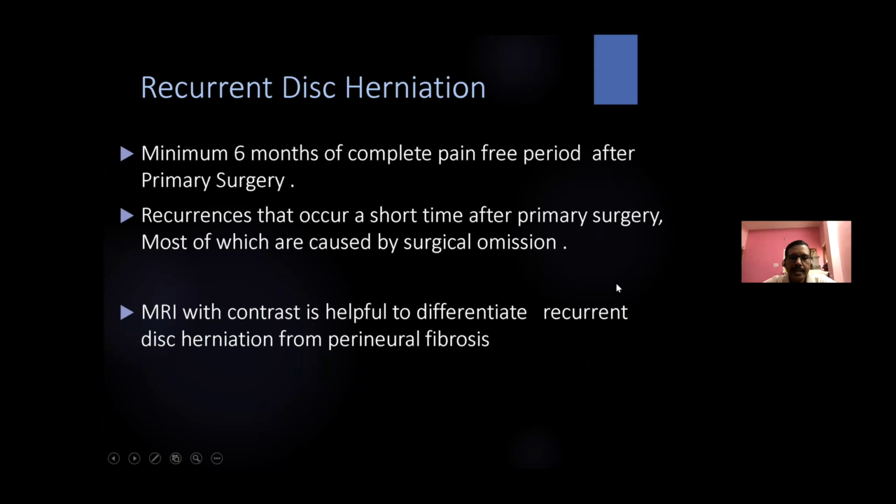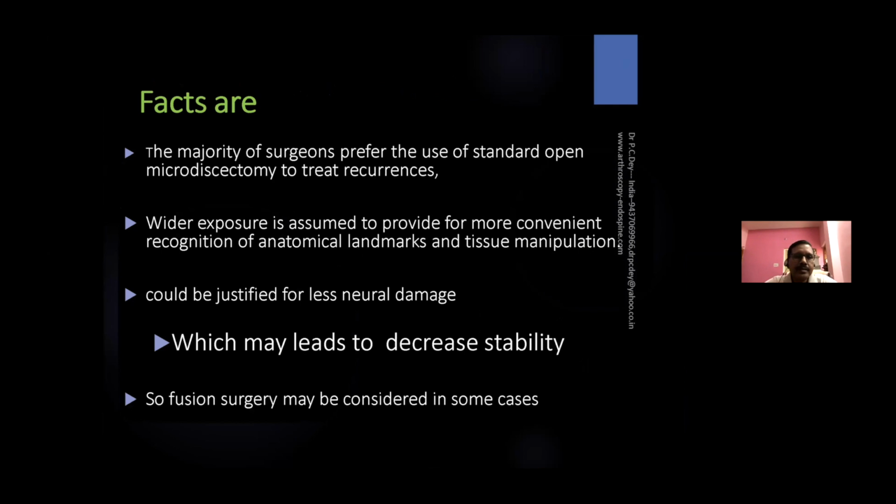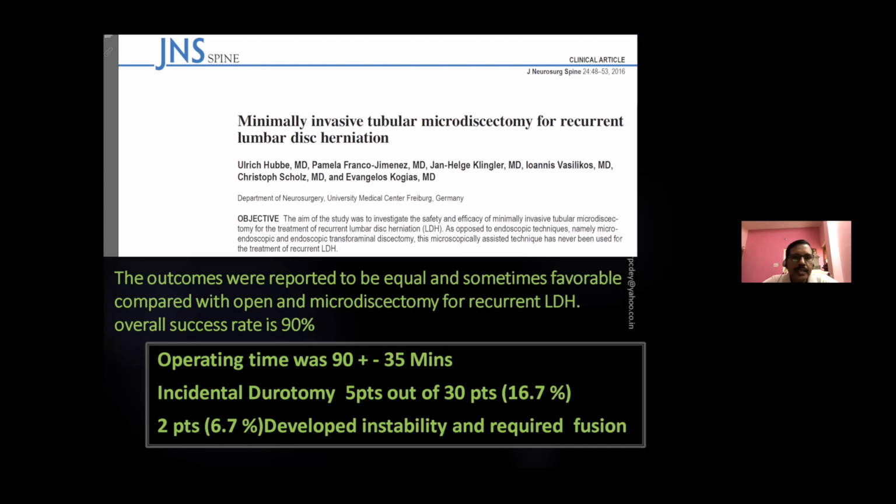MRI with contrast is helpful to differentiate the recurrent disc herniation from perineural fibrosis. The fact is, the majority of surgeons prefer to use standard open microdiscectomy to treat the recurrences. Wider exposure is assumed to provide more convenient recognition of the anatomical landmarks and tissue manipulation. It could be justified for less neural damage, which may lead to decreased stability, so fusion surgery may be considered in some cases.